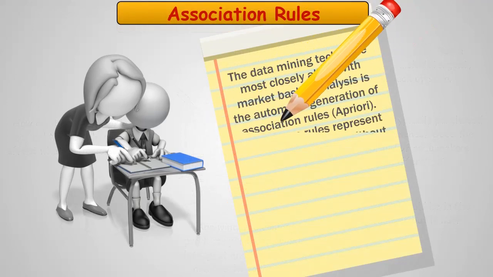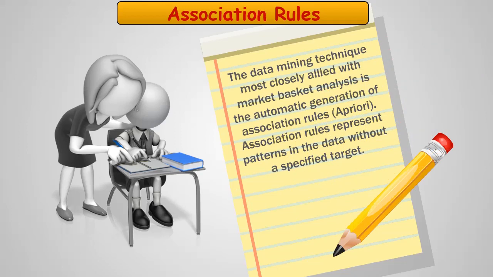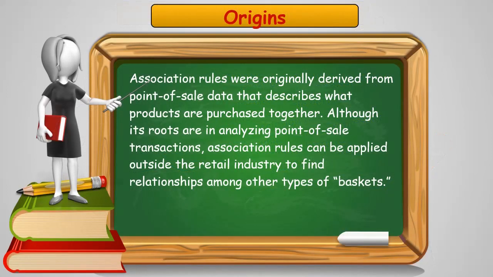Now, the data mining tool that is most closely aligned with market basket analysis is the automatic generation of association rules, a priori. Association rules represent patterns in the data without a specific target. Association rules were originally derived from point-of-sale data that describes what products are purchased together. Although its roots are in the analysis of point-of-sale transactions, association rules can be applied outside the retail industry to find relationships among other types of baskets.